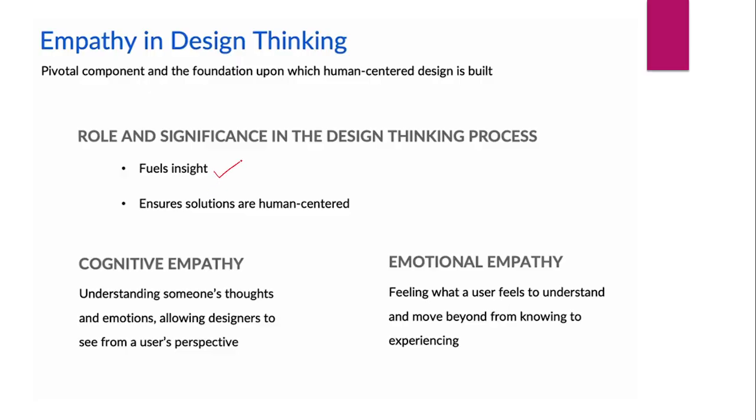Empathy in design thinking plays a significant role. One is you have to get full insight into the problem and ensure the solutions are human-centered. Human-centered means a user-centric solution, which we saw in the previous module. And again, it deals with cognitive empathy. Cognitive empathy means you have to understand someone's thoughts and emotions, allowing designers to see from the user perspective. For example, if anybody comes to me with a problem, I have to think in their shoes and feel the same thing from the user perspective. Then only can I design things for their problems.